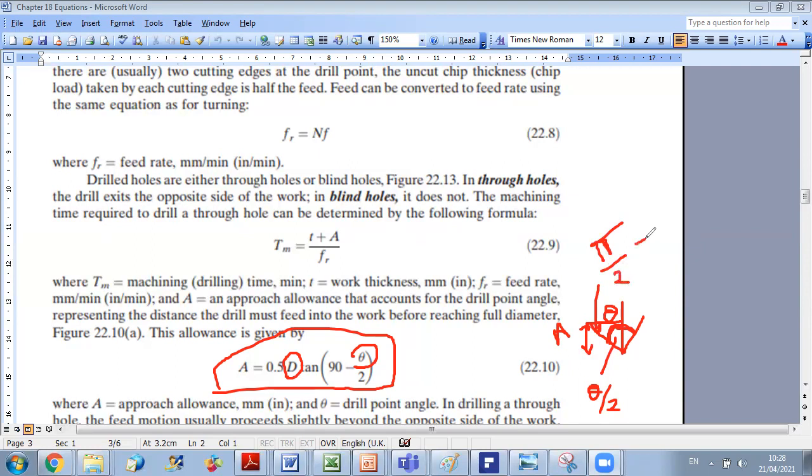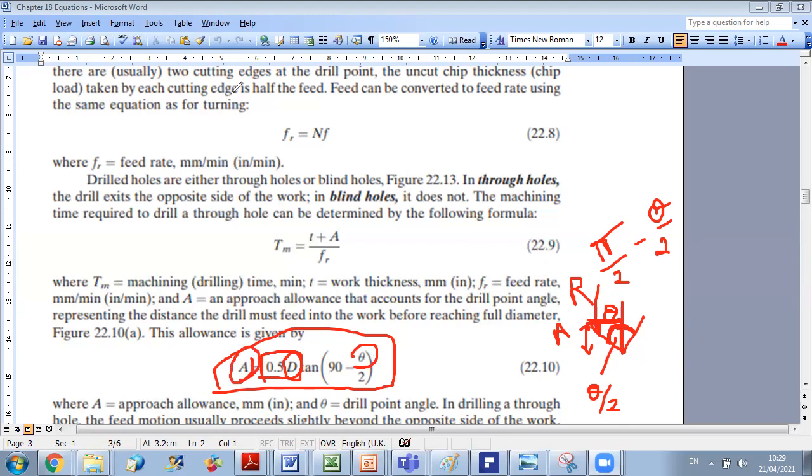Okay. So the tangent of this angle here will be equal to A, which is the approach distance, over d over 2, which is the radius of your drill. From here, we develop the following relation, that A is equal to 0.5d, which is r. This distance here is r, times tangent of 90 minus theta over 2. Okay, so this will allow you, as a function of the diameter and the drill point angle, to determine the approach allowance A.